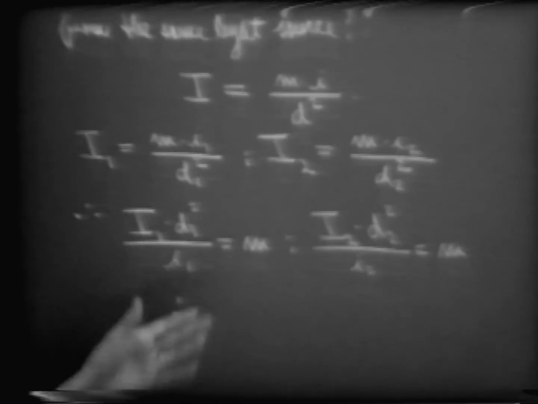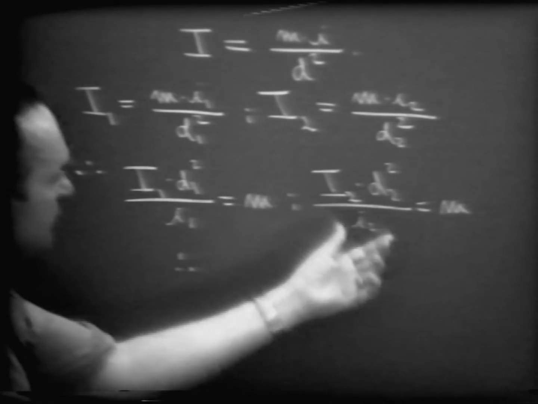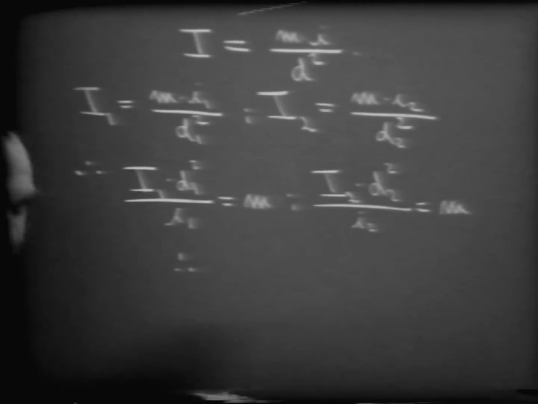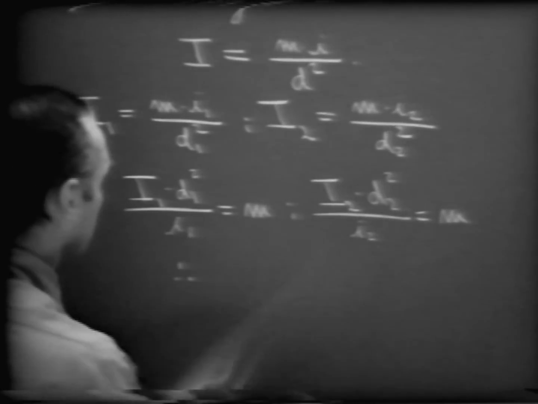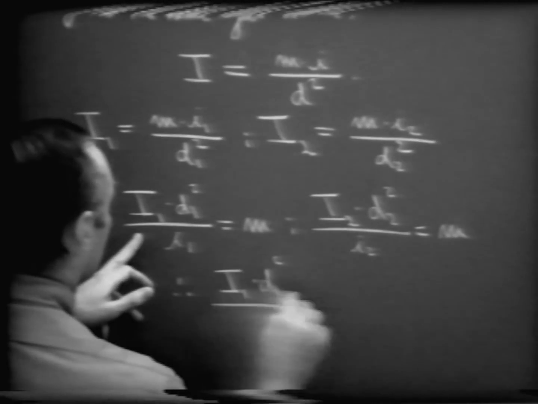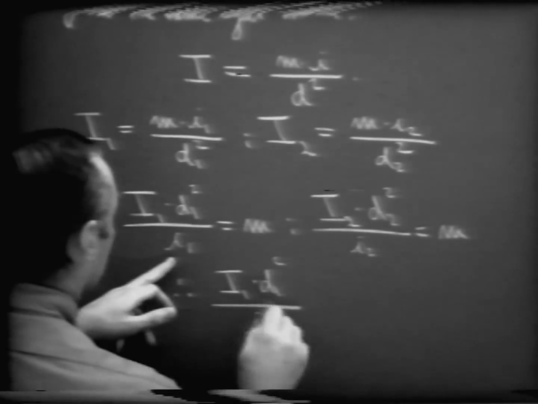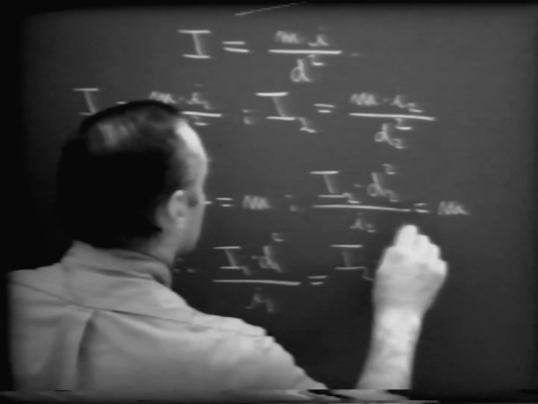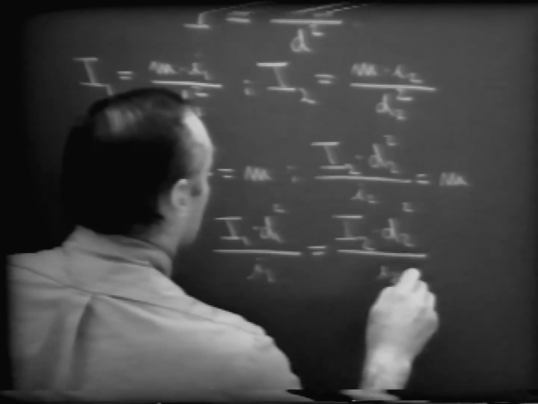Therefore, finally, again, if A is equal to m, and if B is equal to m, our conclusion is, Sally, A is equal to B. Therefore, what? I sub 1 times D sub 1 squared divided by little I sub 1 must be equal to I sub 2 times D sub 2 squared divided by little I sub 2.